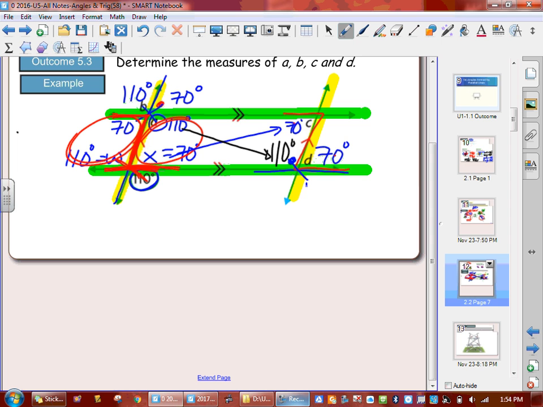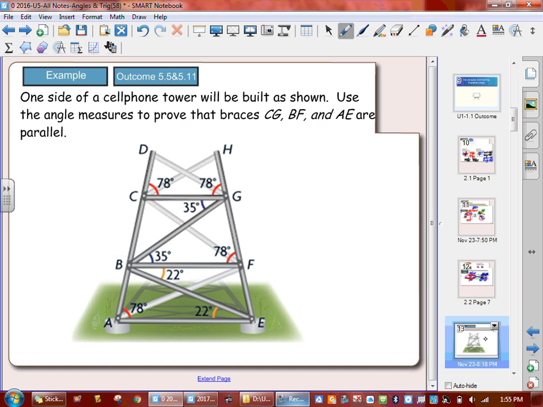And we're going to do the same thing going up. 70 across is 70. We're going to find a straight line right here. And these two add to 180. So 110 degrees it is. Which means this guy is 110 because across has to match. Okay? This question I'd like you to do for homework. This is the end of lesson B.